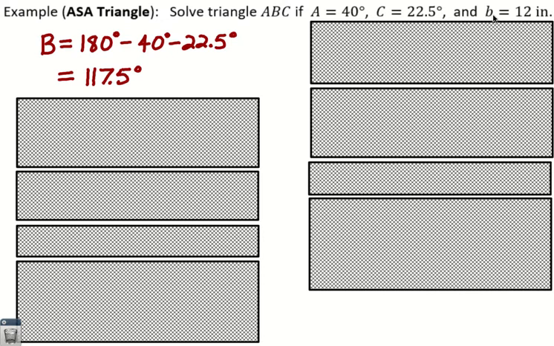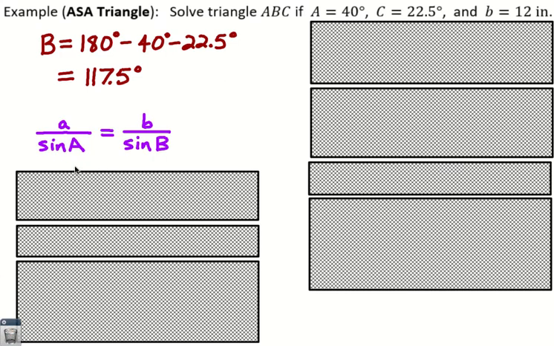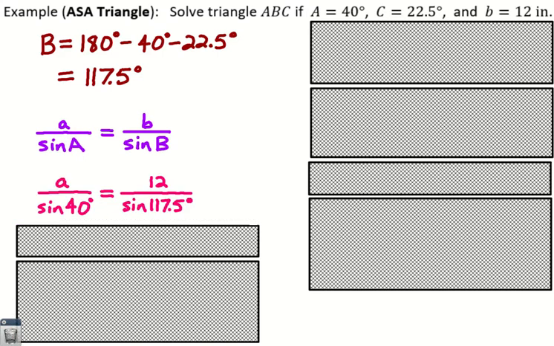So the next thing we would do is find either side A or side C. We're going to have to use the law of sines to do it. So we're going to have to use the b over sine of B fraction, right? And I guess we might as well go in alphabetical order. Let's go after side A first, because we know little b and big B, and we know big A, angle A. So we can plug in what we know.